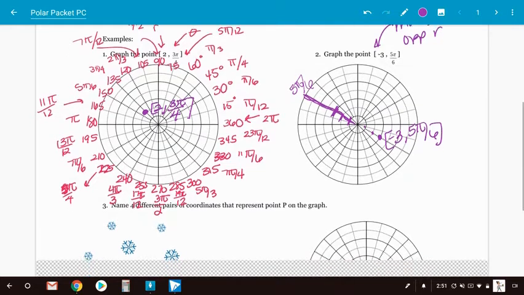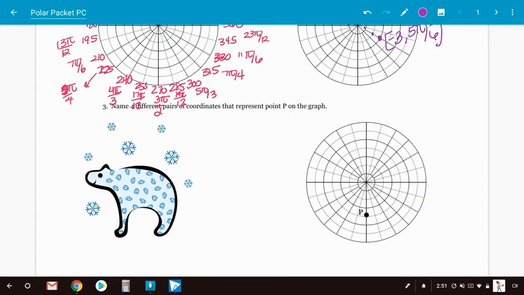On the bottom here, it says name 4 different coordinates that represent the point P on the graph. You could use degrees or radians. I think here you should pause and try to come up with a couple, and then I'm going to write a few. Polar coordinates have these funky square brackets. That's how we know they're polar coordinates. It's my polar bear.